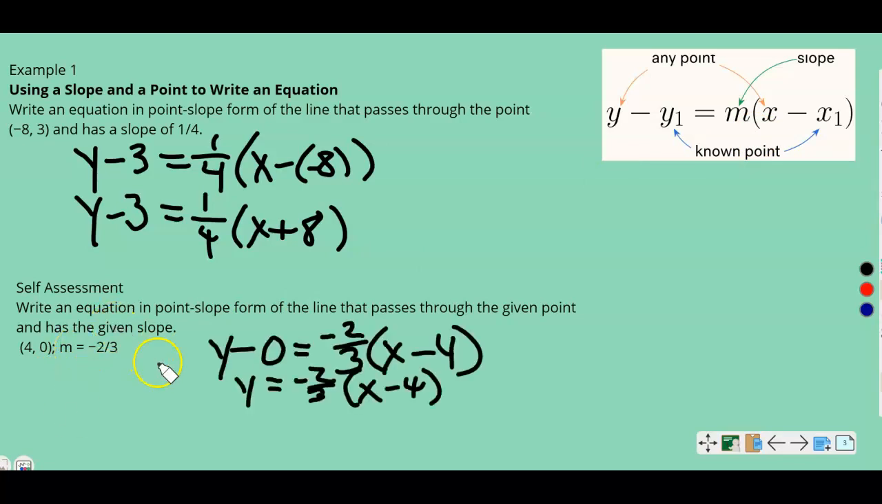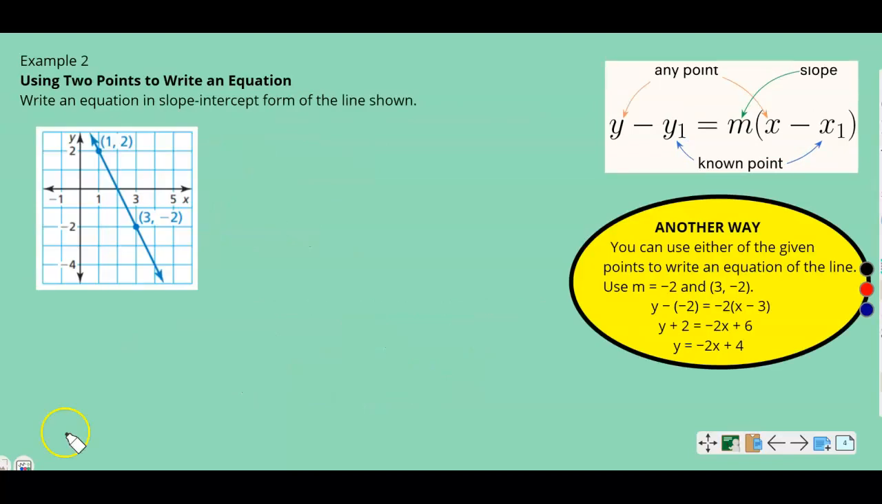All right, hopefully you had time to do the self-assessment and you got the equation y minus 0 equals -2/3 times x minus 4. This is in point-slope form. You can drop the 0, y equals -2/3 times x minus 4, as 0 is just a placeholder in this equation. But this is the point-slope form, so either one of these would be acceptable.